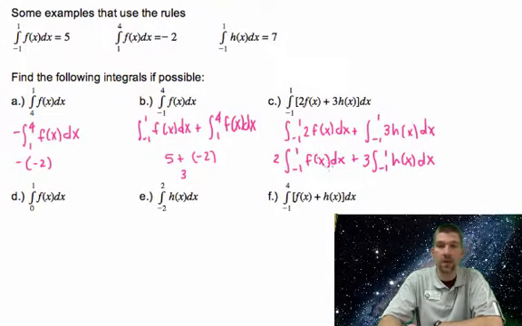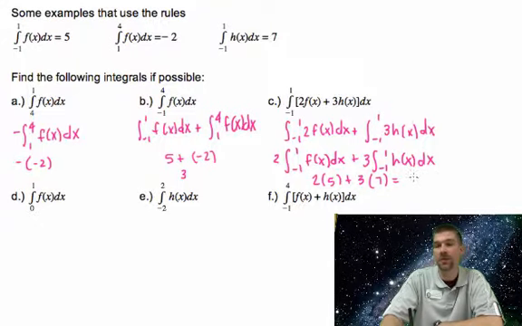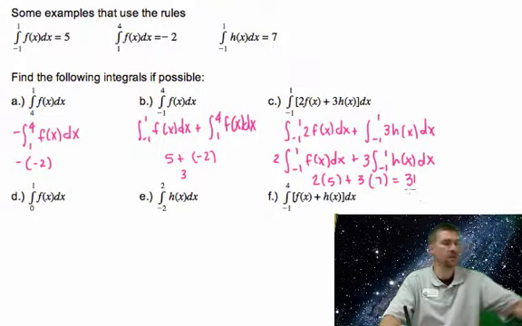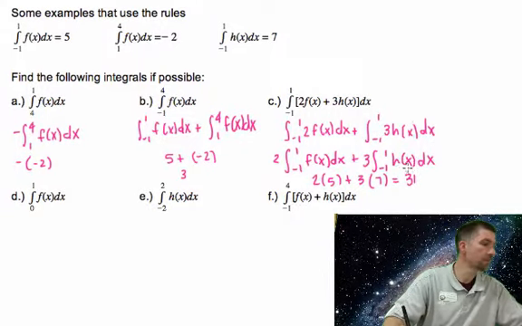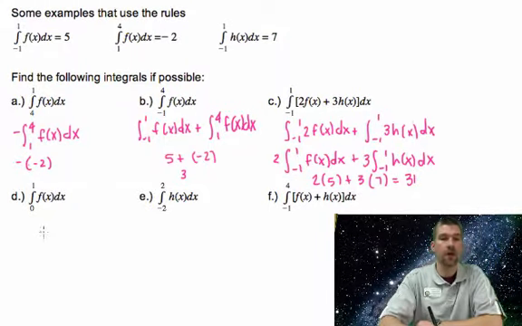And so what do I end up with? I end up with 2 times this one, 5, plus 3 times this one right here, 7. That's going to be 10 plus 21, or 31. Let me double check that. I think that's where we went. Hold on one second here. Let me look at my book. Yes. All right. Okay.